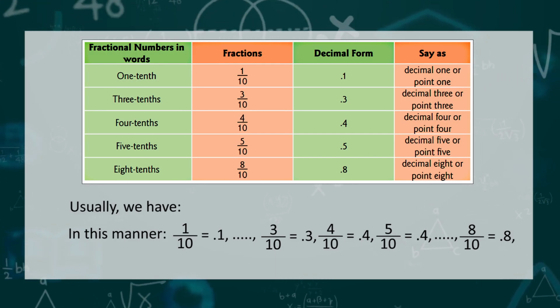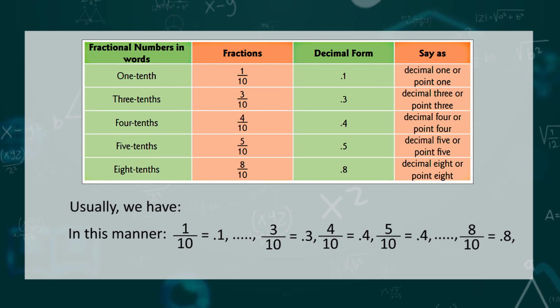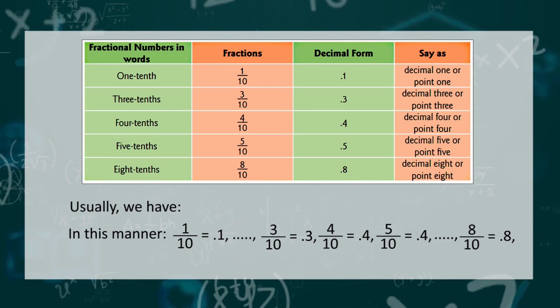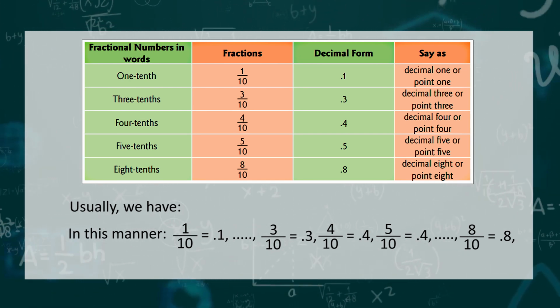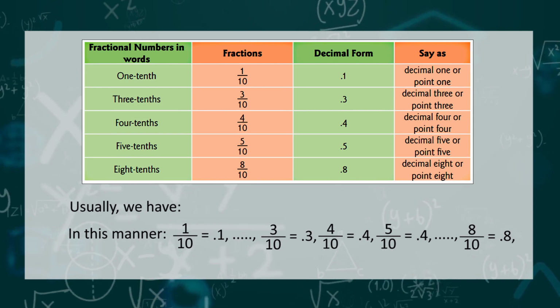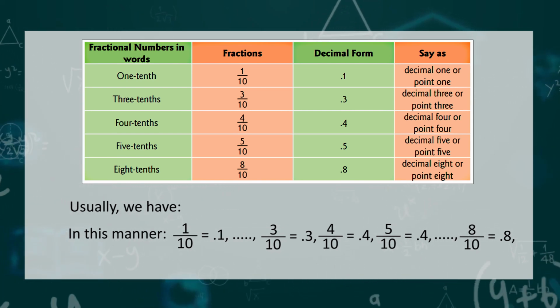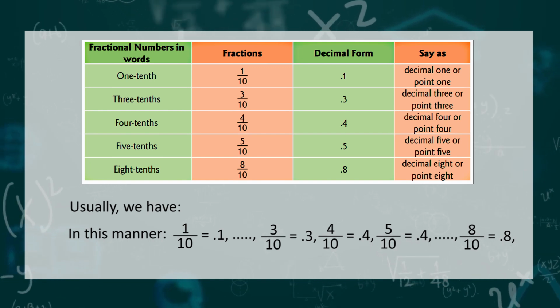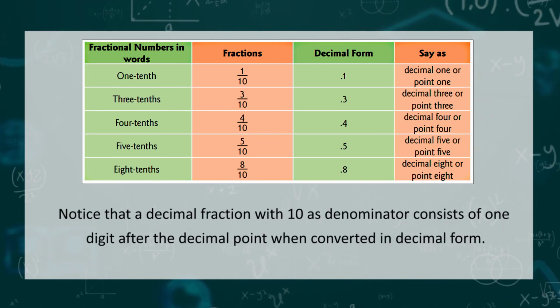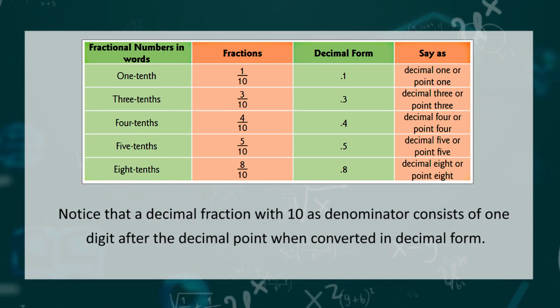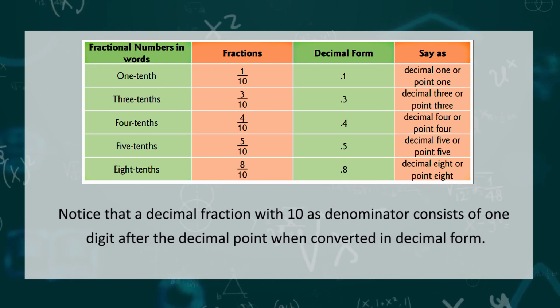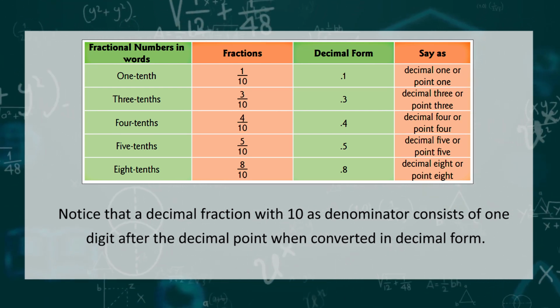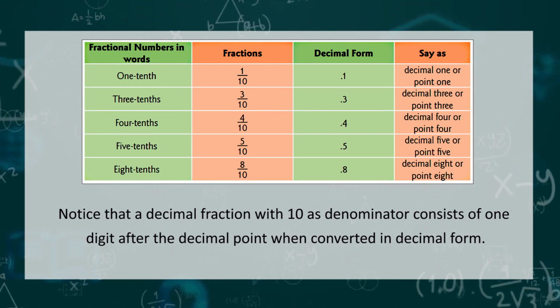In this manner, 1 by 10 is equal to 0.1, 3 by 10 is equal to 0.3, 4 by 10 is equal to 0.4, 5 by 10 is equal to 0.5 and 8 by 10 is equal to 0.8. Notice that a decimal fraction with 10 as denominator consists of one digit after the decimal point when converted in decimal form.